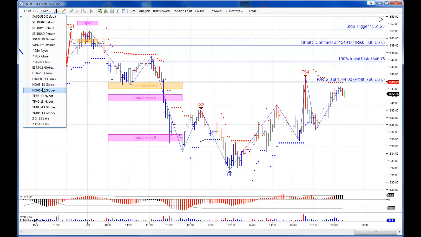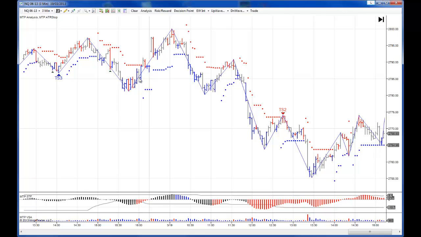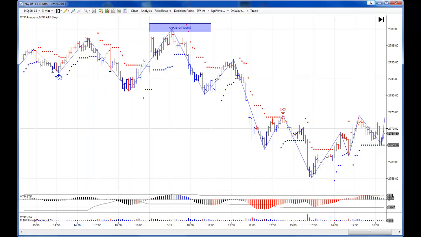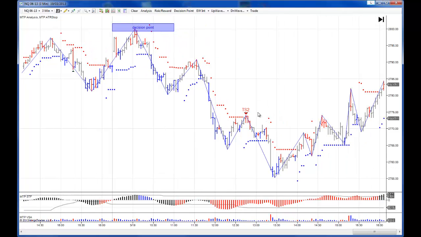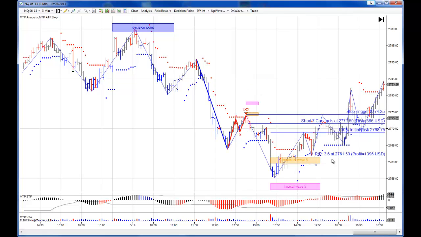If I look at, say, the NQ, what was interesting on the NQ is the high of the day here was right at the DP from the prior wave or the prior pivot. So I put the DP on there. There's the prior pivot high. That caught the high of the day absolutely perfectly. And obviously we got a nice TS2 sell setup on the way down there as well for 3.6R. So a very, very nice result there.